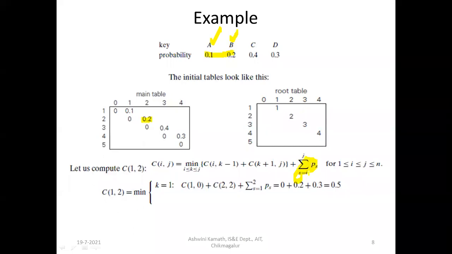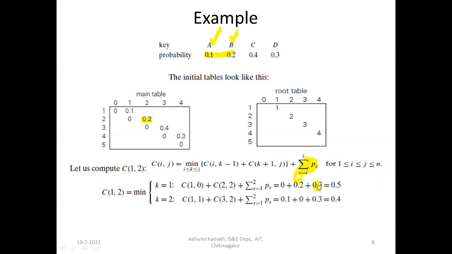So 0 plus 0.2, since 2, 2 is 0.2, plus this 0.3, which is the summation of the probabilities. The summation i is equal to 1 to j: the value of i is 1 and the value of j is 2. So 0.1 plus 0.2 is equal to 0.3. That is this value, so this value is 0.5.